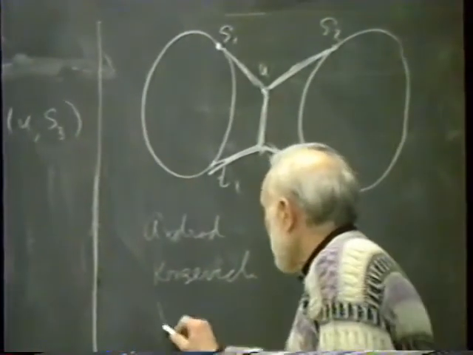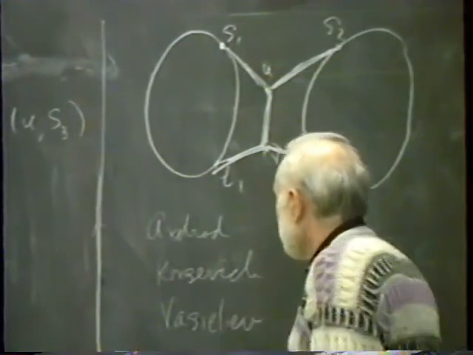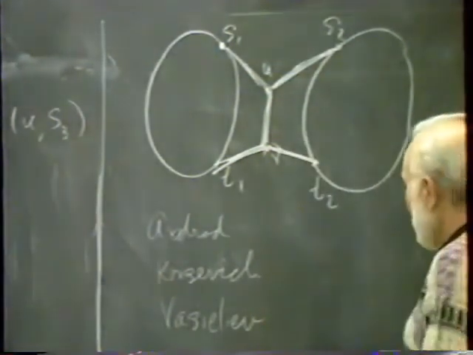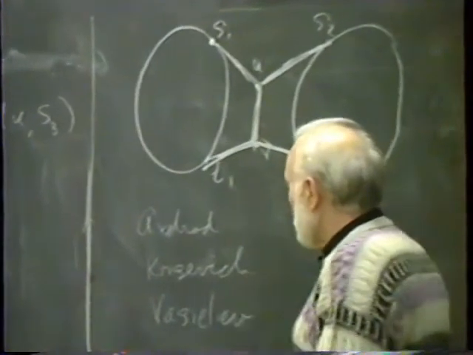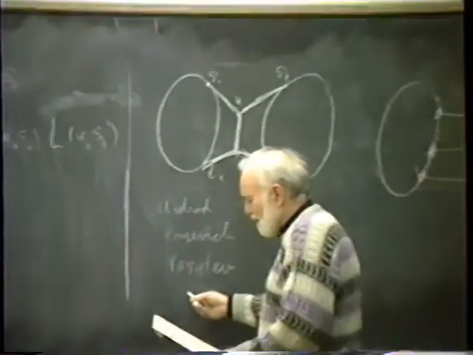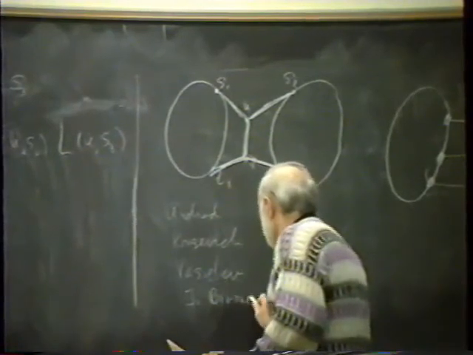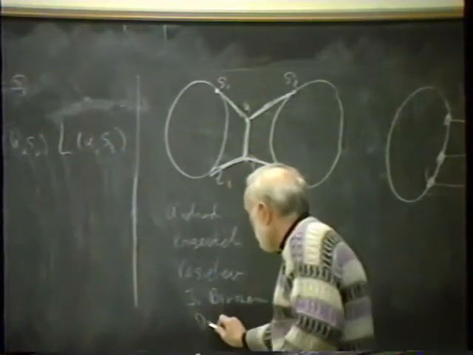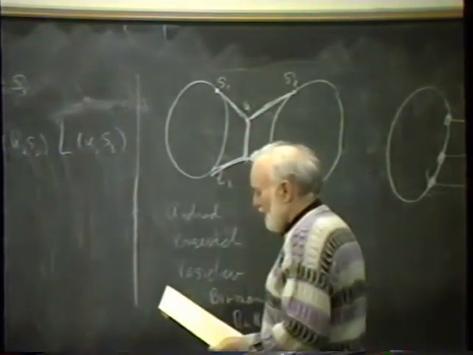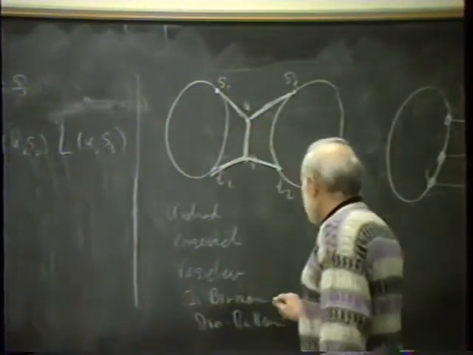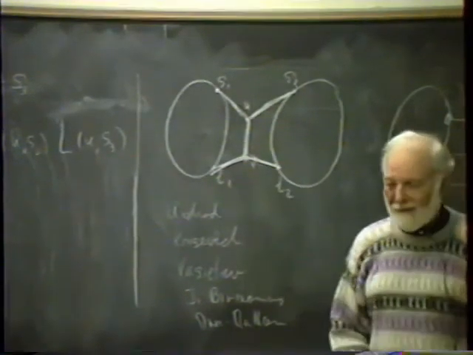Then there's Vassiliev. And then there are various people who put Vassiliev together with the perturbative theory. Certainly Joan Birman, and also Jorma Barnatan. And I see I've left out, there was joint work with Joan Birman and somebody whom I've left out.